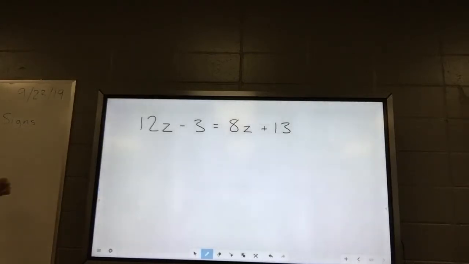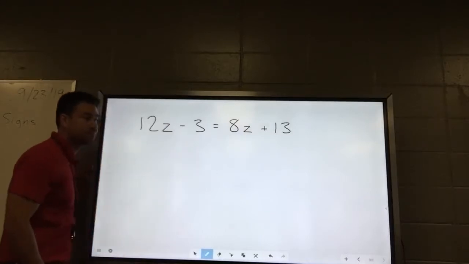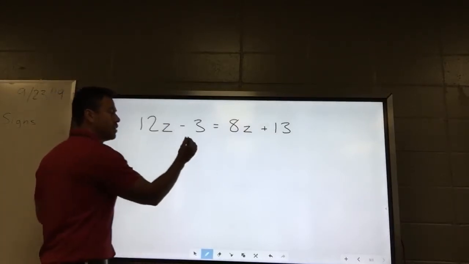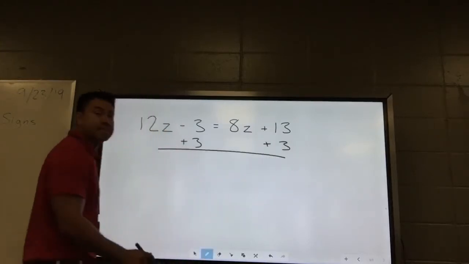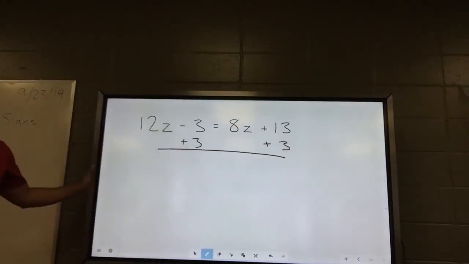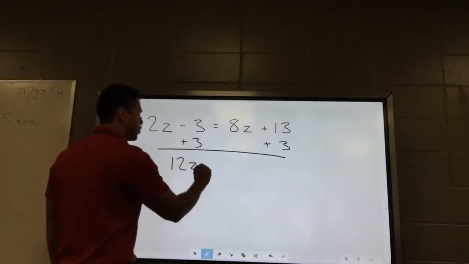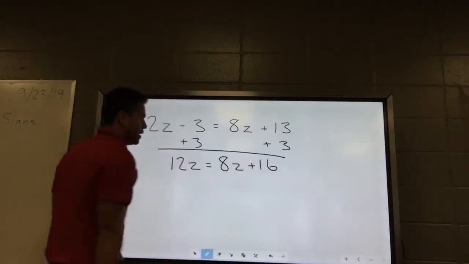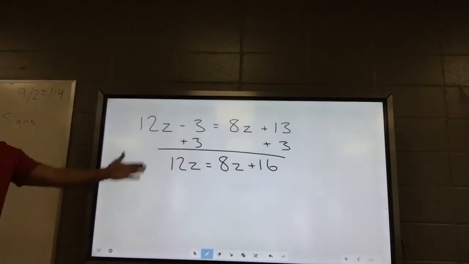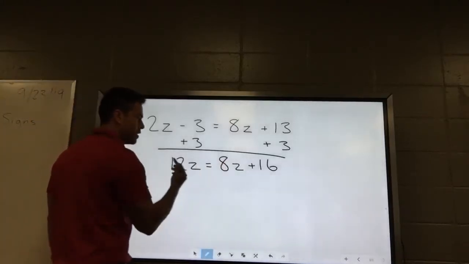If I wanted to get this negative 3 out of the way, could I do it? Yeah. What would I do? So instead of dealing with the variable first, I'm going to deal with the negative 3. So I'm going to end up with 12z equals 8z plus 16. And see, from here you can branch off two separate ways, but what would you do naturally?